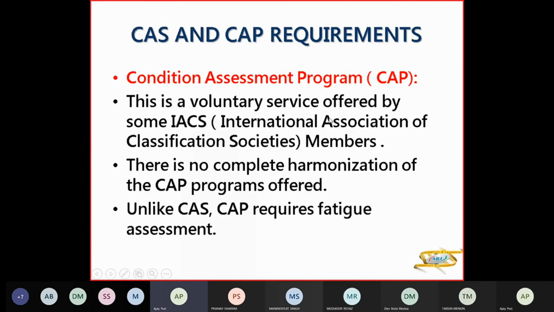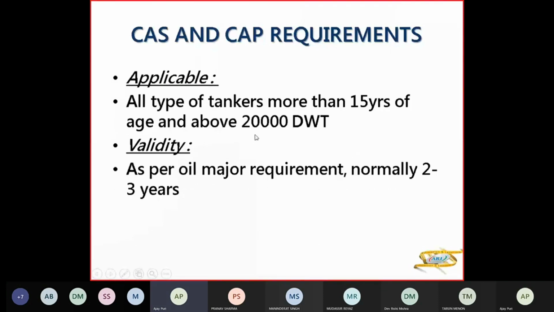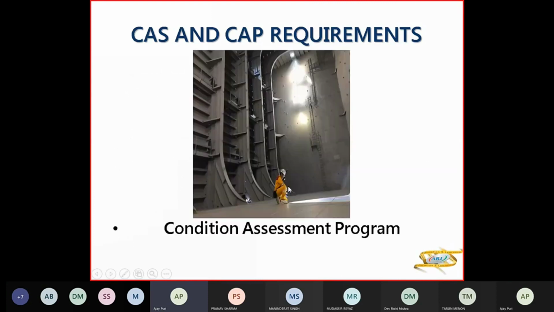CAP basically is a voluntary service offered by IACS, and there is no harmonization of CAP. And CAP requires fatigue assessment. ये important है यहीं. CAS will not require, CAP requires fatigue assessment, and there is no harmonization of CAP programs with other surveys. So this is required by oil majors. You will check your coating rating, steel condition, corrosion areas, anodes, applicable for more than 15 years of age, about 20,000, and validity for oil majors normally 2 to 3 years. So this is your CAP going on.